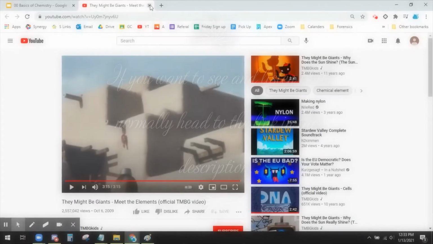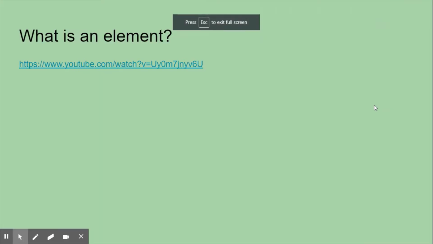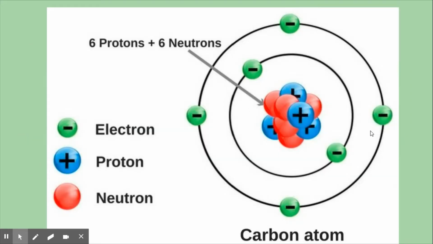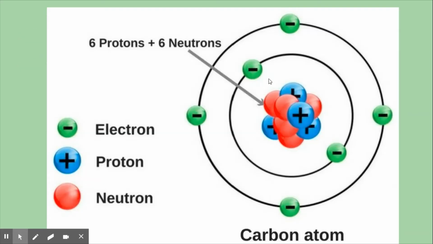So from our song, hopefully you can tell that an element is... in the video you could see a lot of pictures of atoms, kind of like this, that they were showing, which isn't wrong. So elements are basically a substance made out of atoms, a bunch of atoms of the same kind.